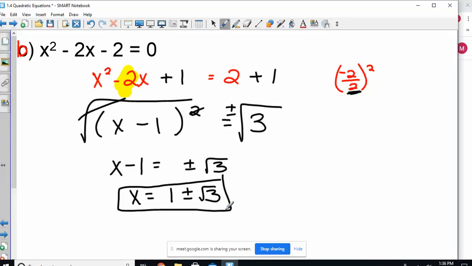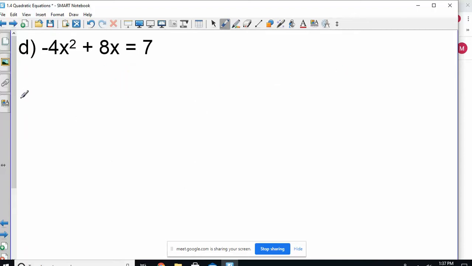Let's do one more. Look at this one. This is actually example C. Skip one. Okay. So first step says we have to have a leading coefficient of 1. My leading coefficient right now is -4. So to fix this, we have to divide everything, every single term, by -4.